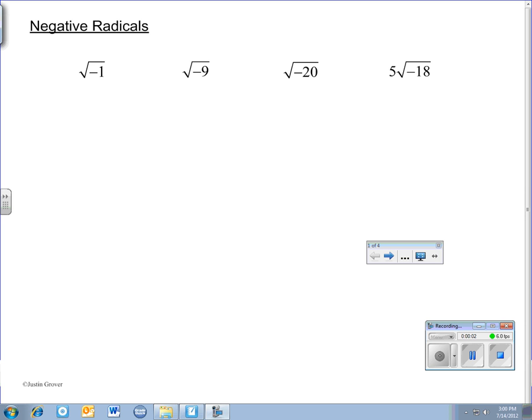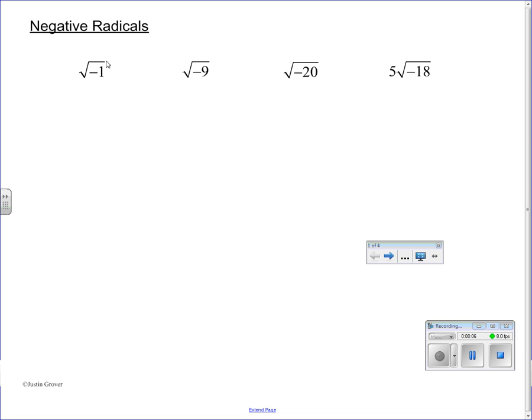Negative radicals involve imaginary numbers, and involve the theorem that the square root of -1, or radical -1, equals the letter i. And so that's basically what we do. We really reduce negative radicals just like positive radicals, but we get an i.